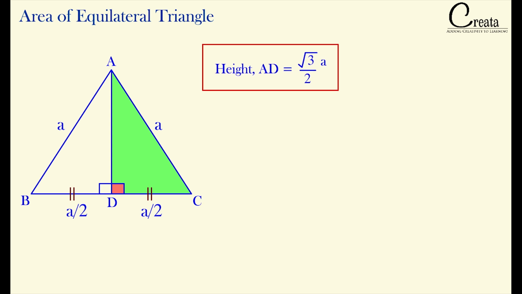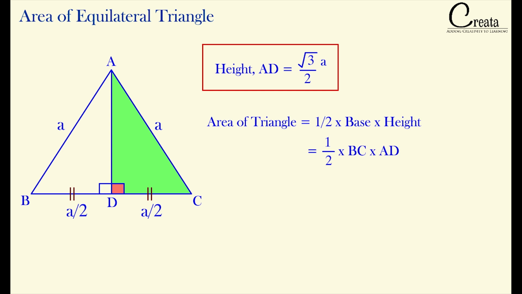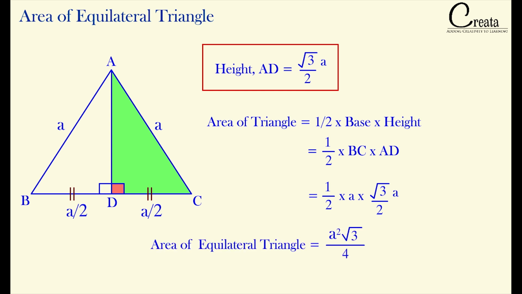Moving further, we are finding the area of this equilateral triangle. So area of the triangle is half into base into height. If we consider BC as a base, then AD will be the height of this triangle. Here BC is A and AD, that is height of this triangle, we have calculated as A root 3 upon 2. Let's put the value. On solving, we got the formula of area of the equilateral triangle as root 3 by 4 A square. Okay, this is the formula of area of equilateral triangle, and this is a very important formula.